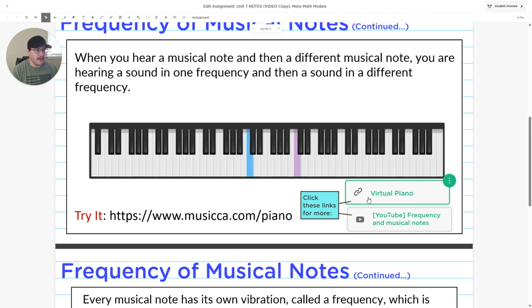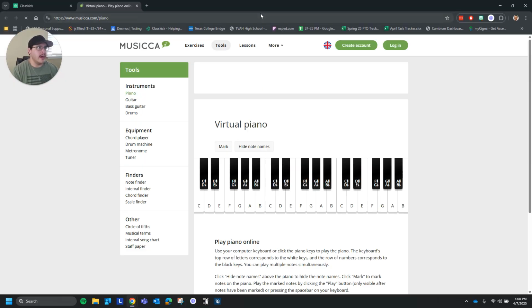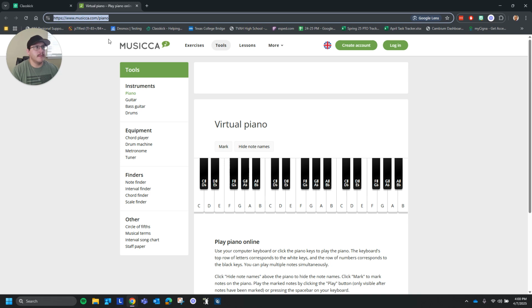If you're on Classic, I do have a virtual piano for you to try, and then a YouTube video that kind of explains frequency and musical notes. So if you have Classic open, you could play with that piano. I will click on the link and just kind of show y'all the website right here. Y'all could type that in and then try it out yourself.